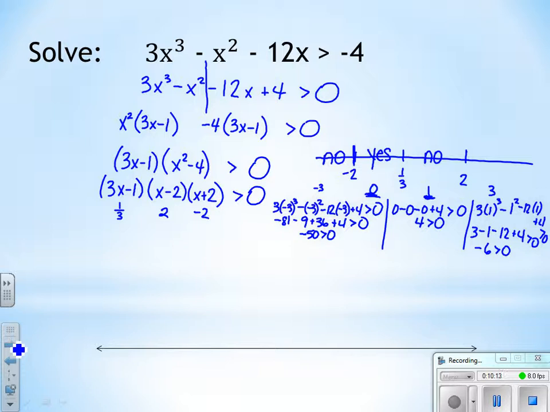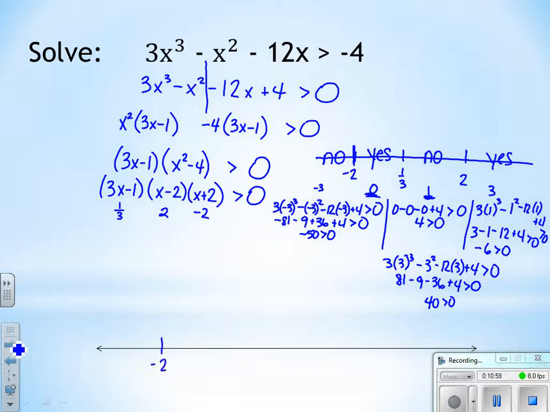I have one final one to test. So testing 3. Okay, 3 was the number I chose that was above my 2. 3 times 3 cubed minus 3 squared minus 12 times 3 plus 4 greater than 0. Simplifying, 81 minus 9 minus 36 plus 4 greater than 0. Finishing that one out, it's looking like 40 is greater than 0, and that is true. So with my testing, I have figured out where my zones of solutions lie, so I can now move to my number line and graph them.